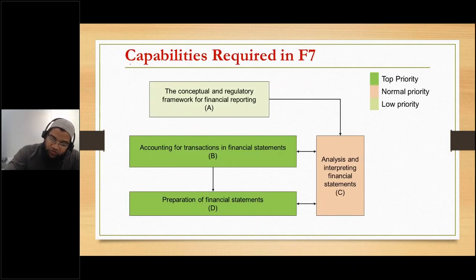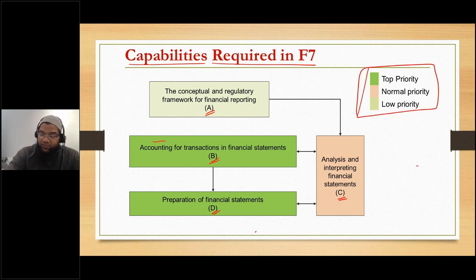Now let's have an overview of the capabilities which are required in paper F7. There are 4 different sections: Part A, Part B, Part C, and Part D. Now I have actually divided these into different priority levels. The dark green means top priority, which means Part B and Part D. The light brown type means normal, and light green means low priority. So let's start with the dark green ones, the top priority.